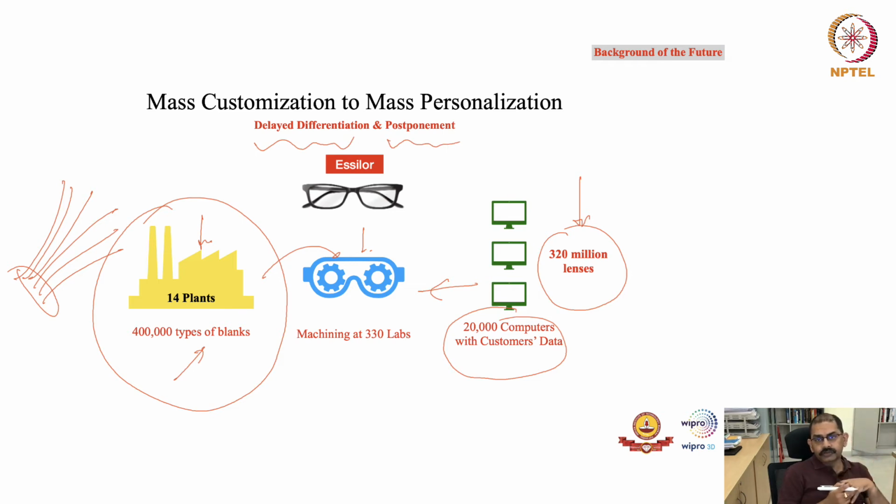And what actually enables this? Maybe the technology, right? Maybe even the information technology which connects the customer to the product, right? Even the machining, which allows you to convert those blanks into the lenses, right? So this is called postponement, and this is not something which is only applicable in the case of lenses.